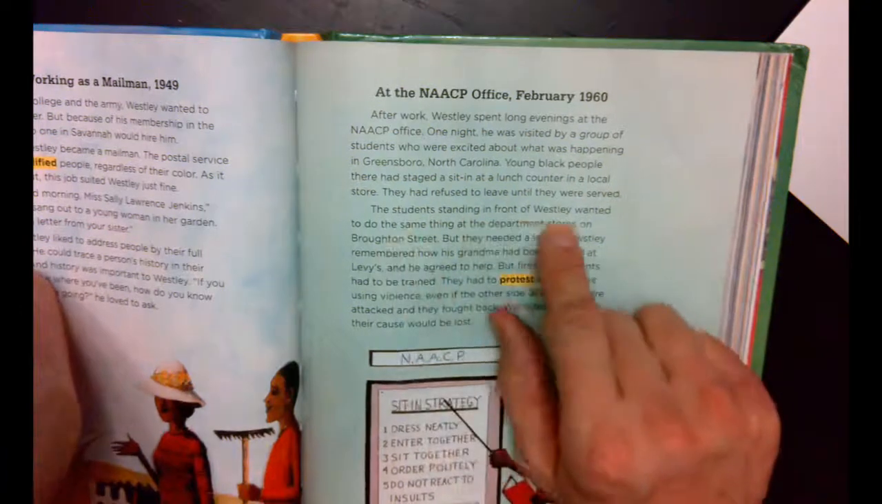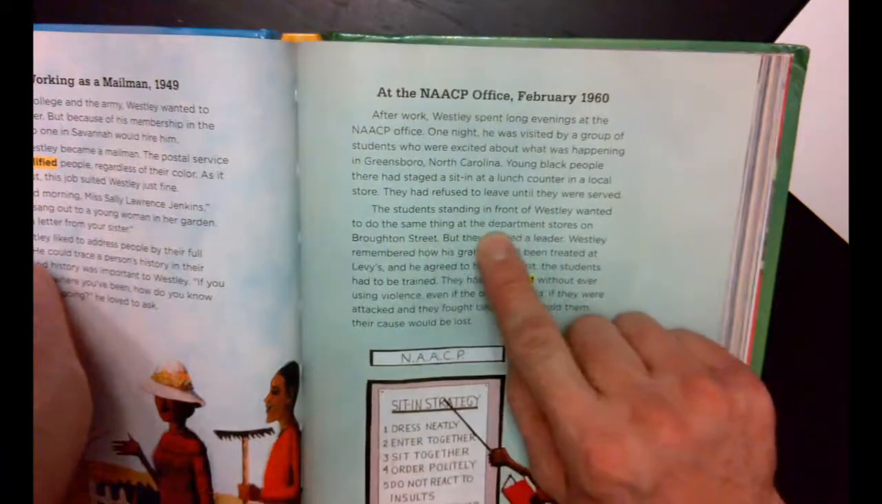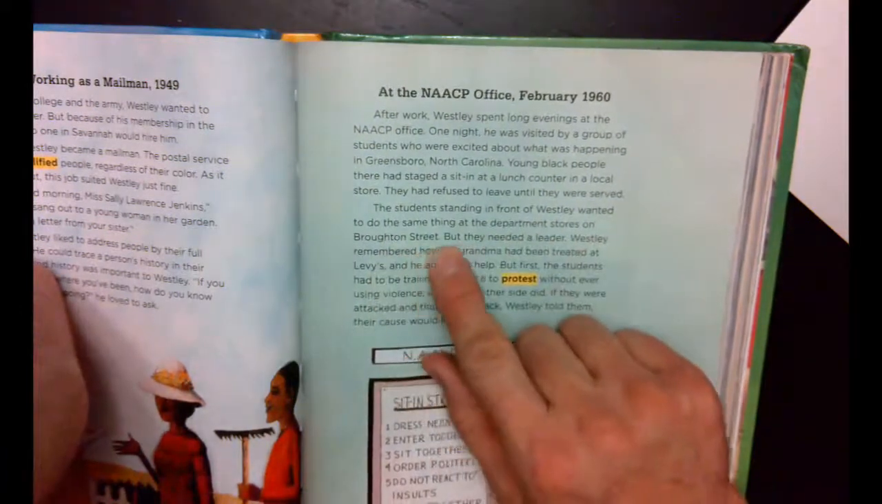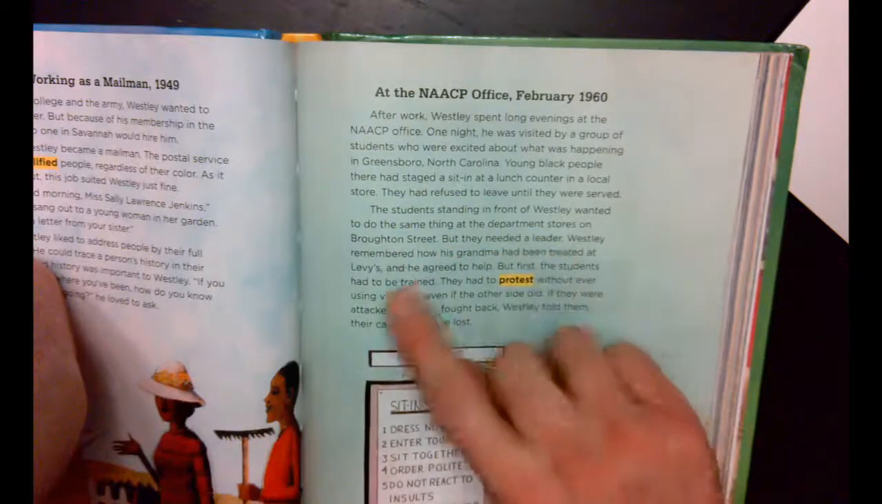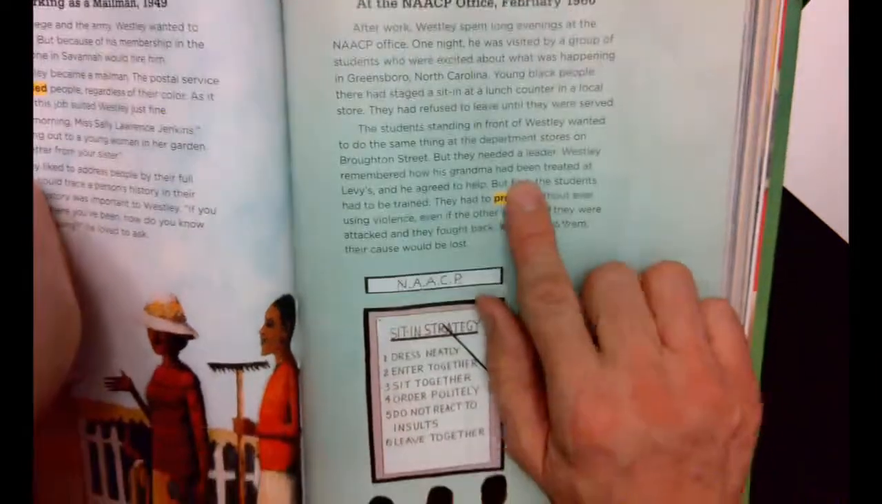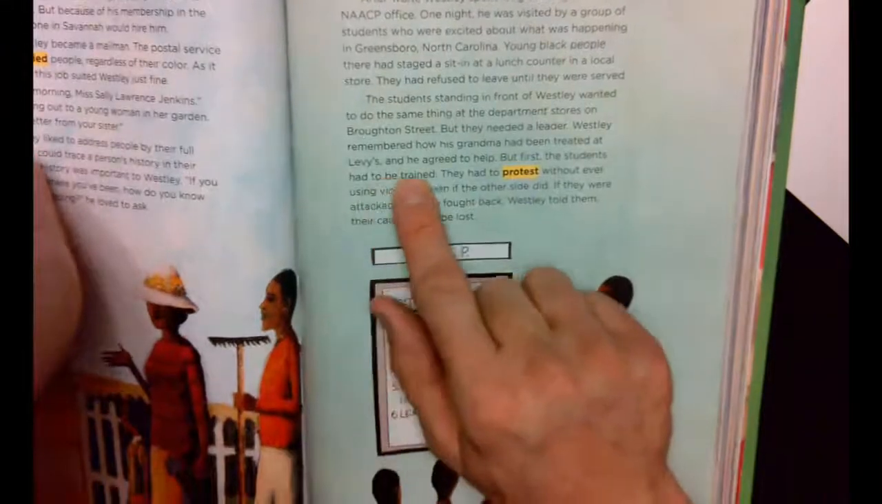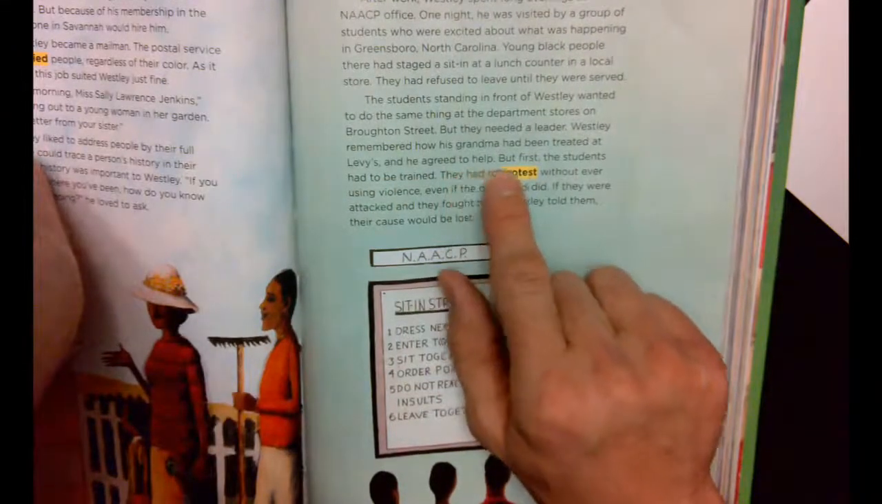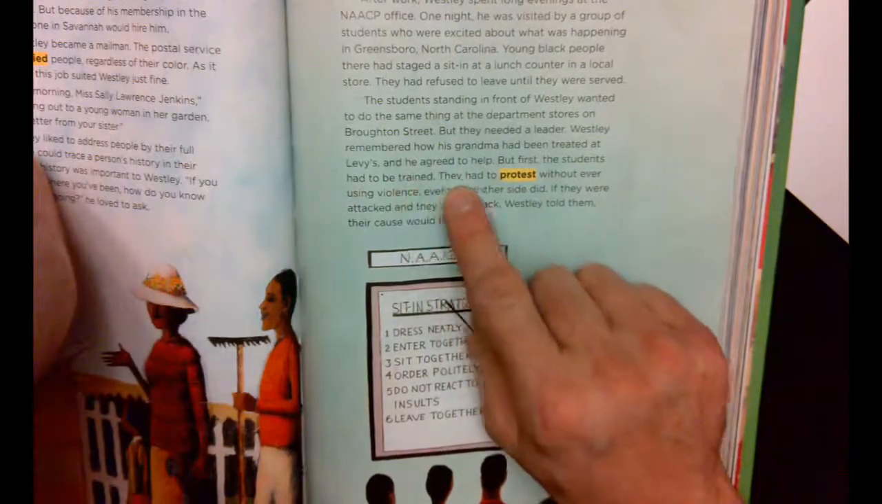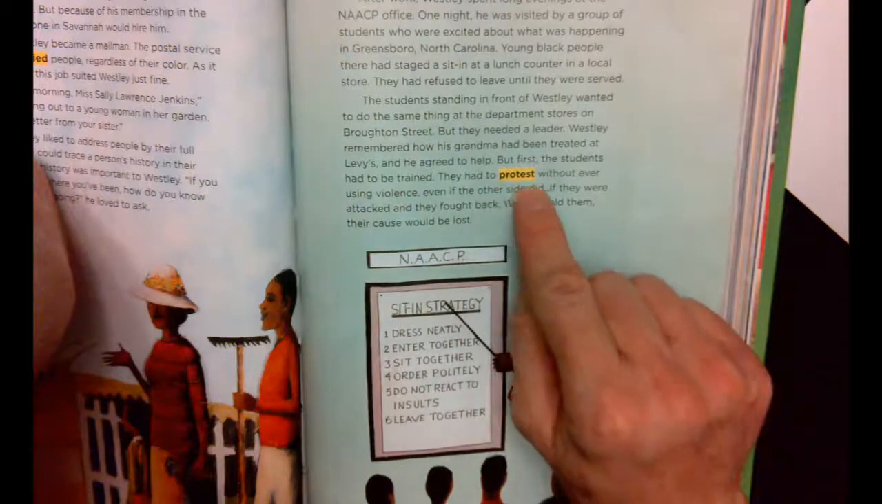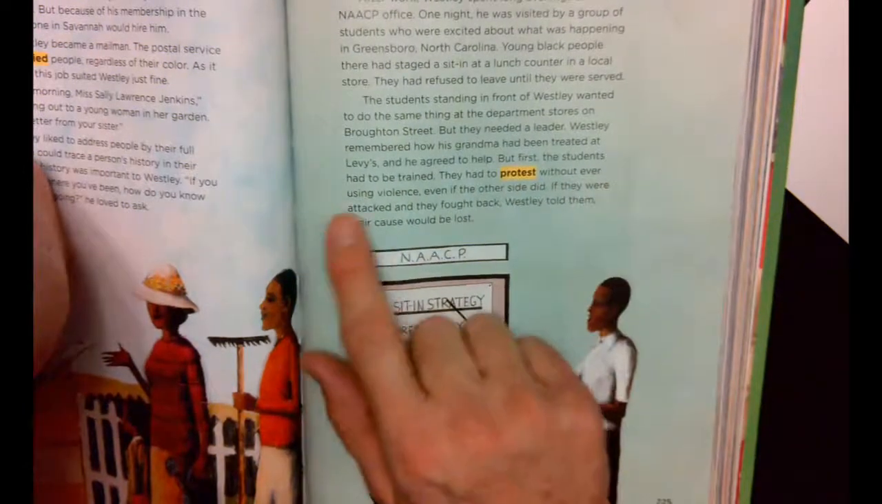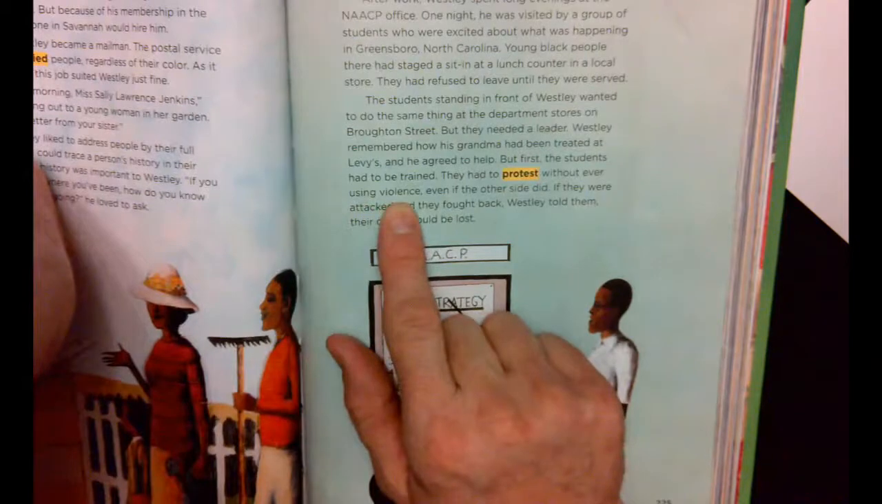The students standing in front of Wesley wanted to do the same thing at the department store on Broughton Street, but they needed a leader. Wesley remembered how his grandmother had been treated at Levy's, and he agreed to help. But first, the students had to be trained. They had to protest without ever using violence.